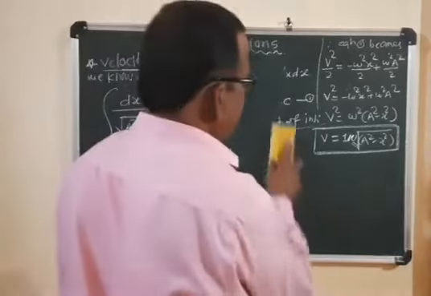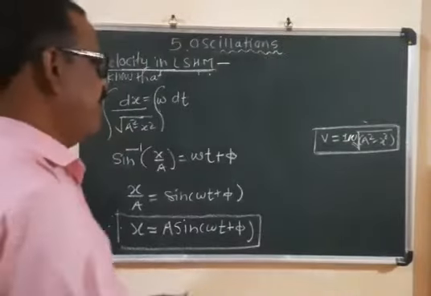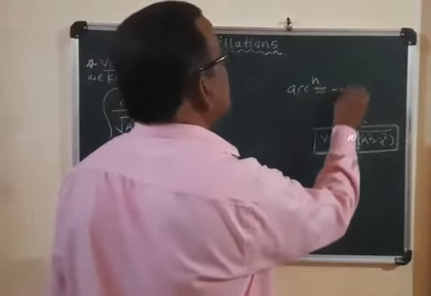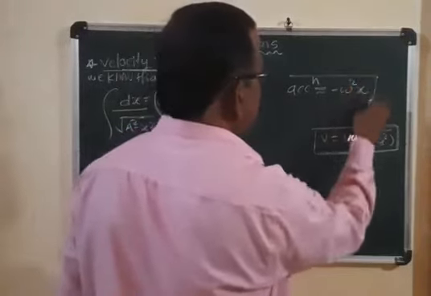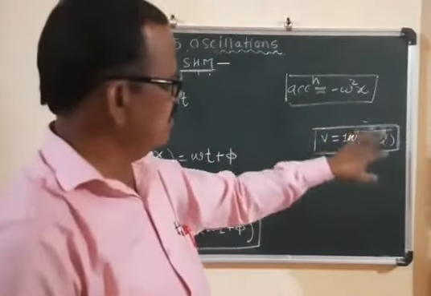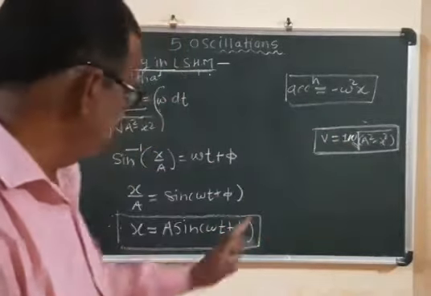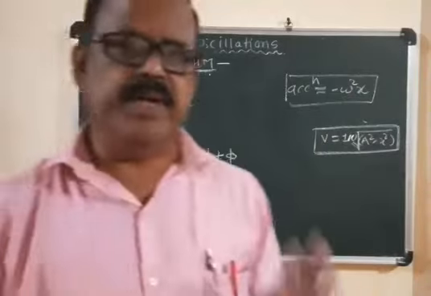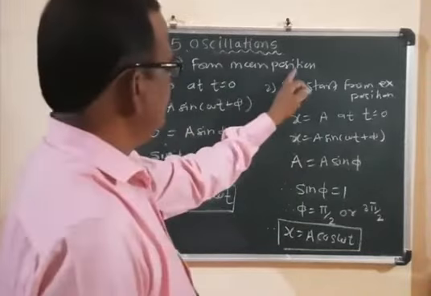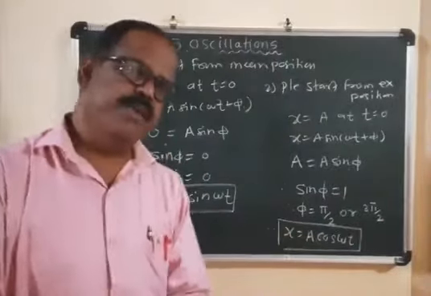This formula gives the velocity of particle in linear simple harmonic motion, and acceleration in linear simple harmonic motion is equal to minus omega square x. These three formulae are important for mathematical calculation: acceleration, velocity and displacement of particle. Now we explain the particle starting from mean position and the particle starting from extreme position in linear simple harmonic motion.